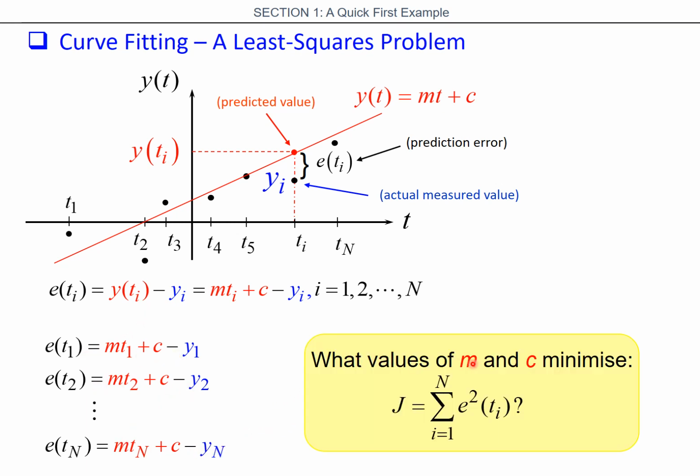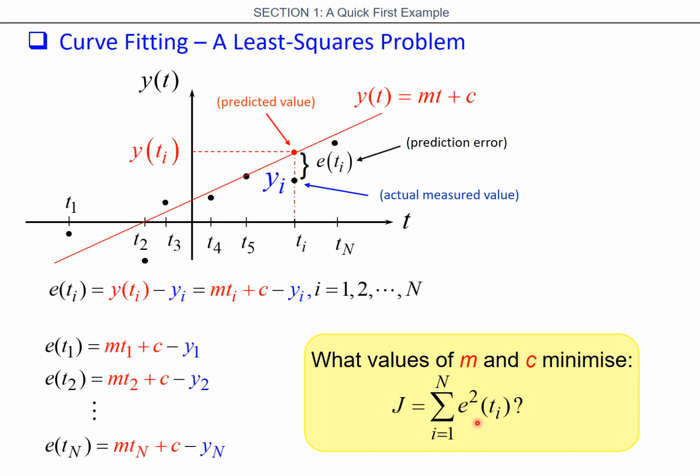And then we can say, okay, what are the values of m and c that minimize the sum of the squares of the error? And we'll explain why we do that later on. So we're trying to minimize the energy in the error. And that's the criterion that we've decided to go by.